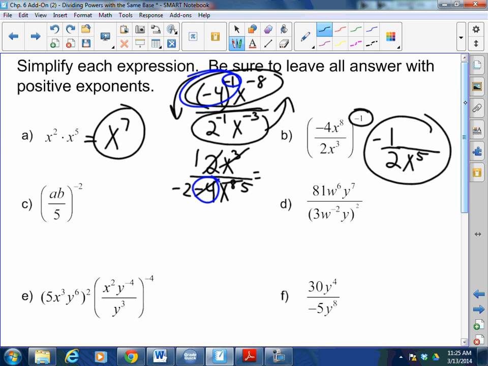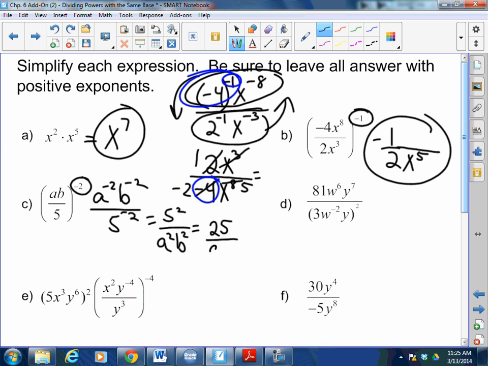May I continue, boys? Okay, I'm going to distribute a negative 2 here. So I got a to the negative 2, b to the negative 2, over 5 to the negative 2. Flip it. This is 5 squared over a squared, b squared. So that's 25 over a squared, b squared.